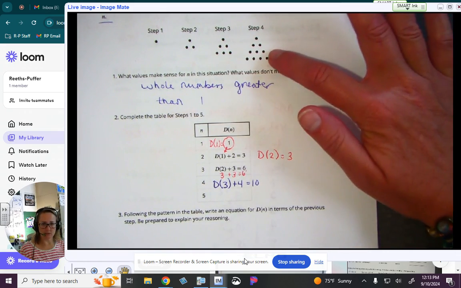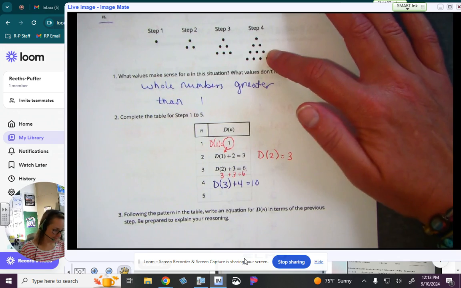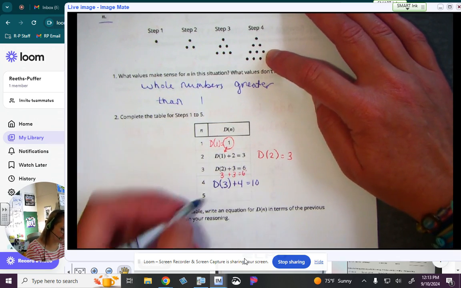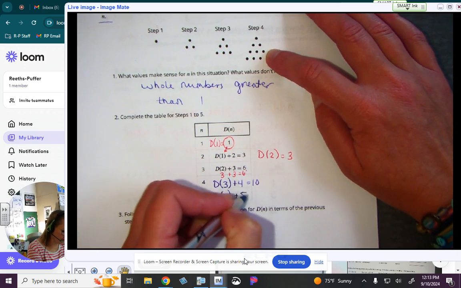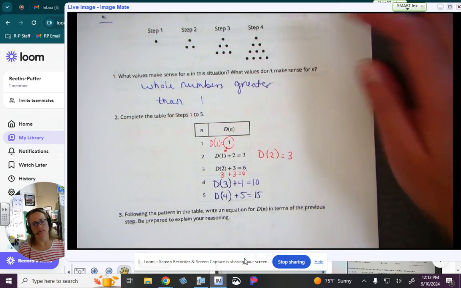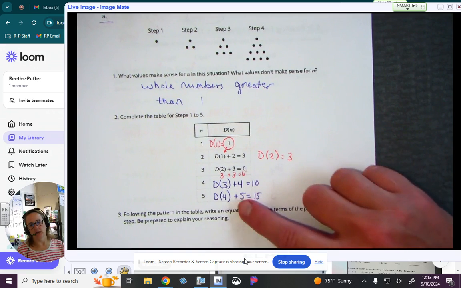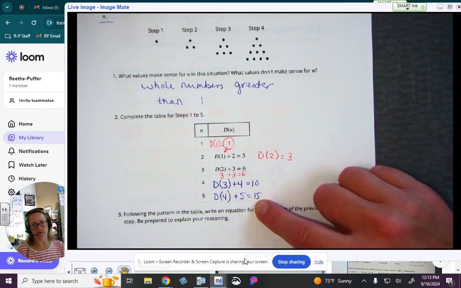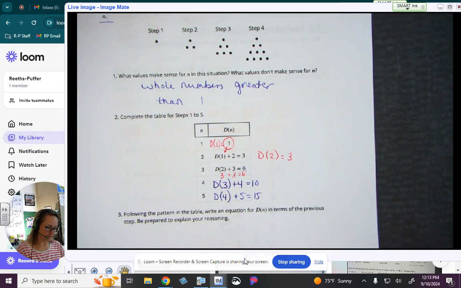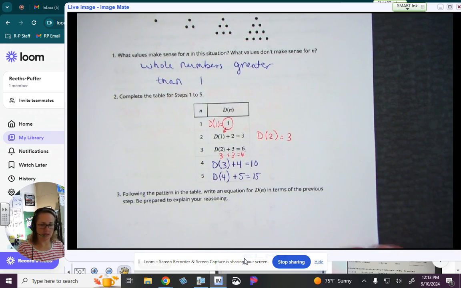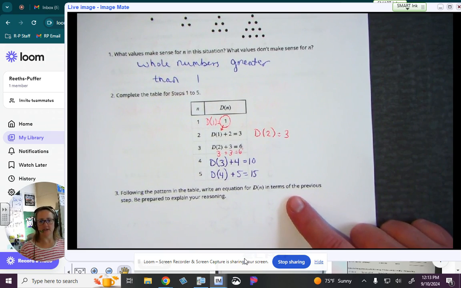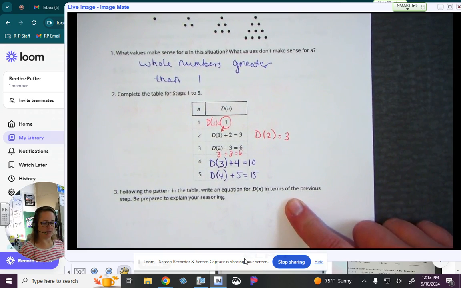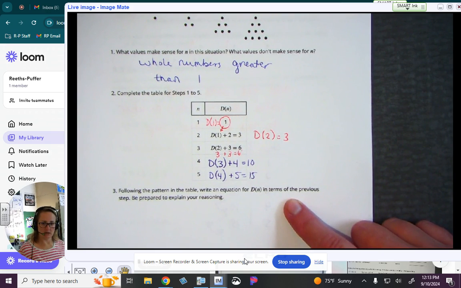Because we already said step 4 has 10 dots in it. And if I take d4 and I add 5 to it, I'm going to get 15. Take that prior term, add 5 to it, and get 15. So following the pattern in the table, write an equation for dn in terms of the previous step. And then we have to explain our reasoning.